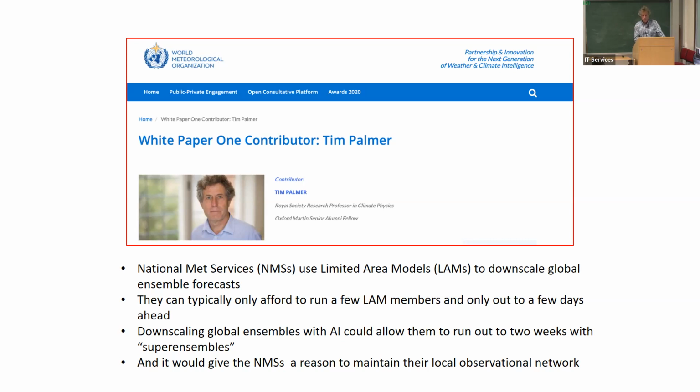And just the last thing, if any director of a Met Service is watching this program. One great advantage of this scheme is it gives you a reason for maintaining your local observational network. If you've got radar systems or local rain gauges and you want some reason to keep these funded, this is actually a really good reason for doing that. Because otherwise it's really difficult, because local radar and rain gauges don't actually feature greatly in the overall assimilation of information into a global weather forecast. That's much more dominated by satellite technology.